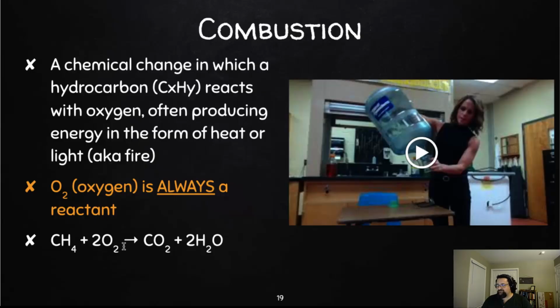So it'll be like this by itself on the left-hand side as one of the reactants. It's not going to be with anything. It's going to be just O2 as the reactant. And so in this case, we have methane plus oxygen. And if we have that, you'll get carbon dioxide and water as products.